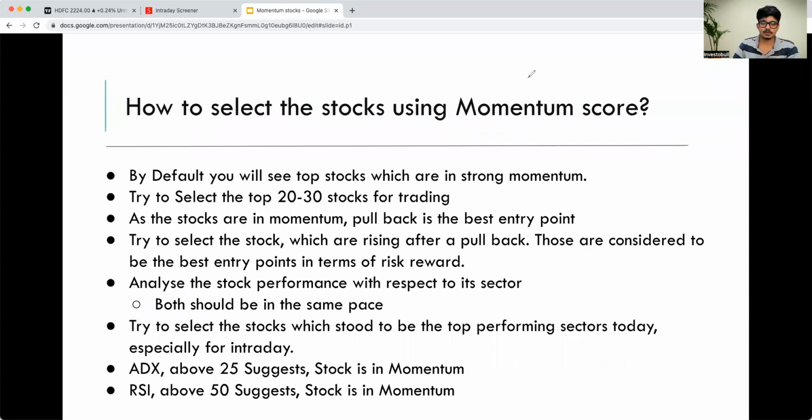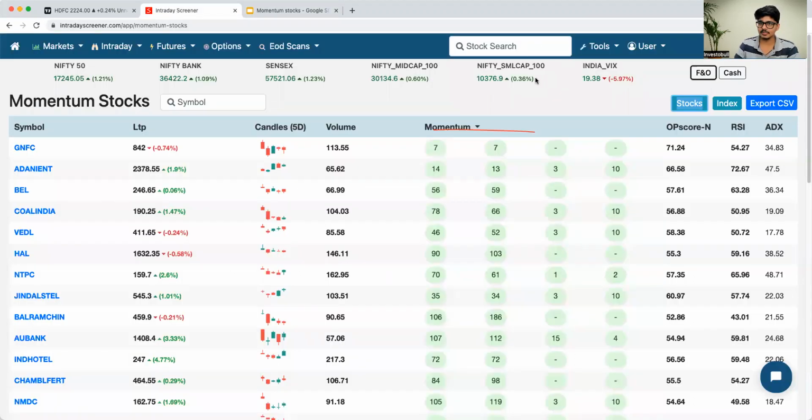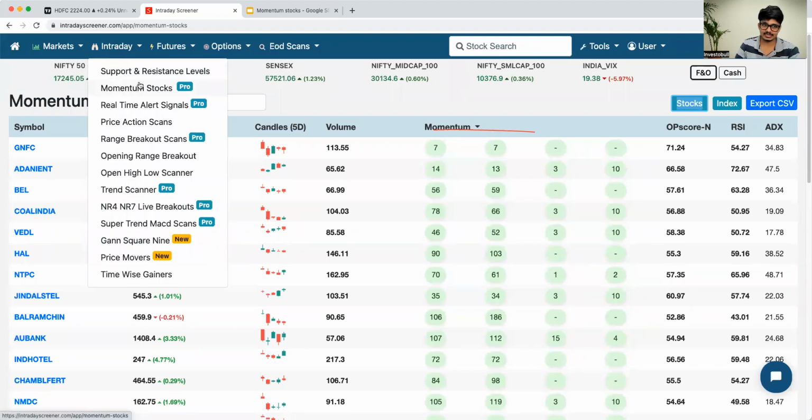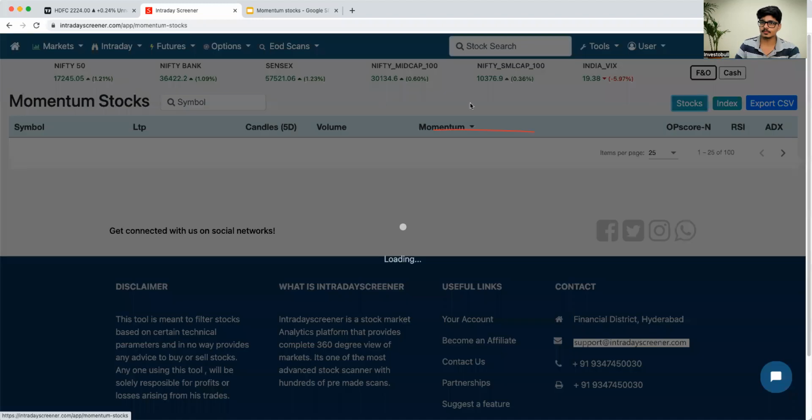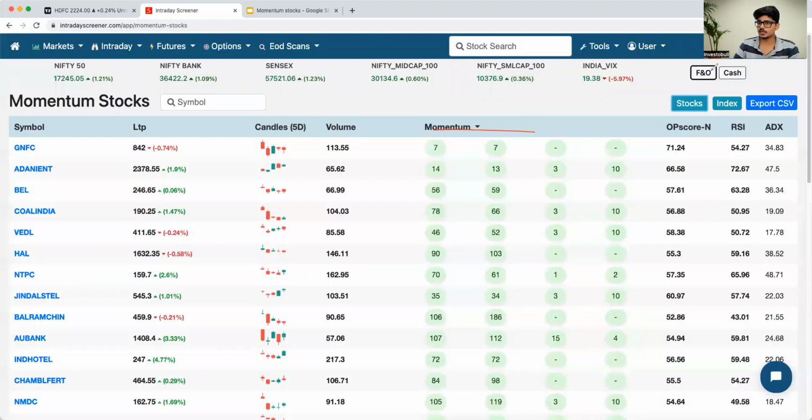So let's discuss how to select the stocks using the momentum score. For this, let's do a practical observation rather than discussing it in a theoretical way. As I've already mentioned, this is the interface of momentum stocks. You'll be able to get the momentum stocks in intraday scans. Here there is an option where you can switch between F and O and cash. If you select F and O, you'll get the stocks in the F and O segment. If you select cash, you will get the stocks in the NSE 500. You can switch the toggle between F and O and cash based on your wish.